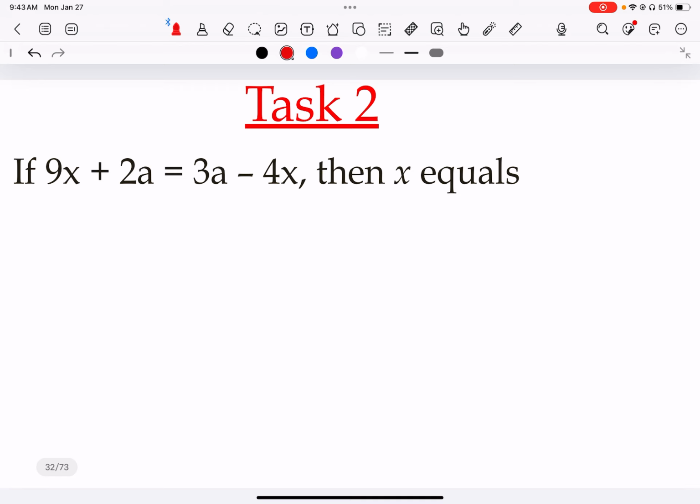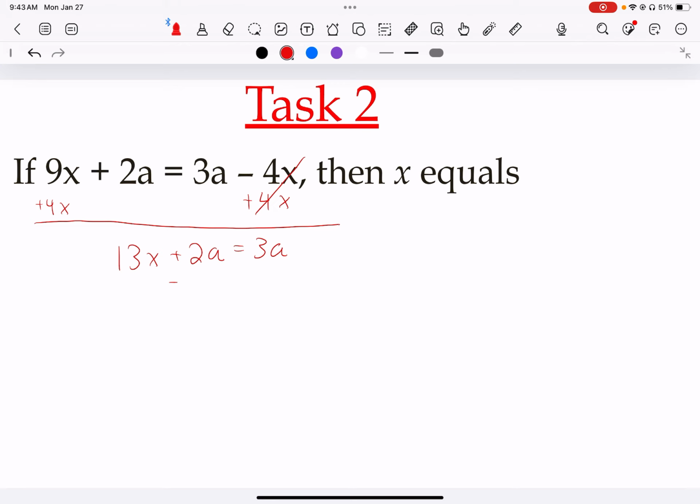If 9x plus 2a equals 3a minus 4x, we want to know what x is equal to. Now I have multiple x's, so I'm going to move them to the one side. So I'm going to add 4x to both sides of my equation. 9x plus 4x is 13x. The 2a just comes down, equals 3a comes down, and negative 4x plus 4x is 0.